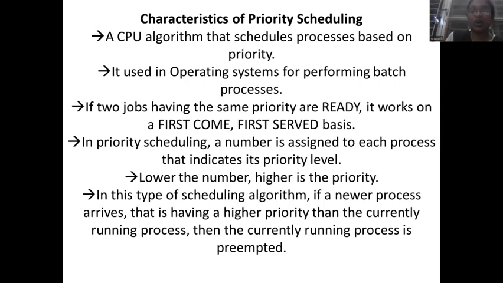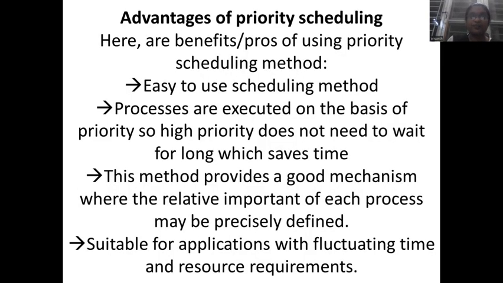In this type of scheduling algorithm, if a newer process arrives that has a higher priority than the currently running process, then the currently running process is preempted. That means in the CPU, we get many processes with higher or lower priority. If a process is already in the CPU with some priority and a higher priority process arrives, then that process will be preempted and the other process allowed to execute. This is called preemption, as we discussed in the previous slides.